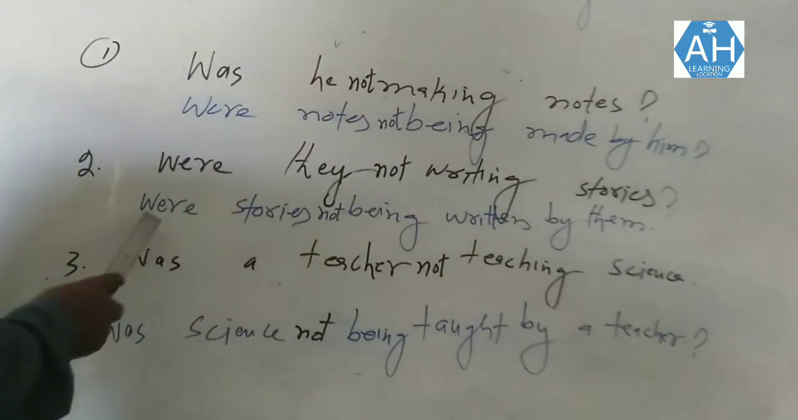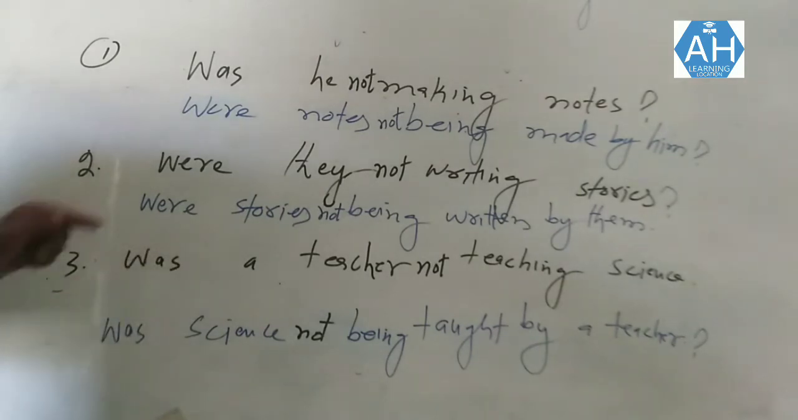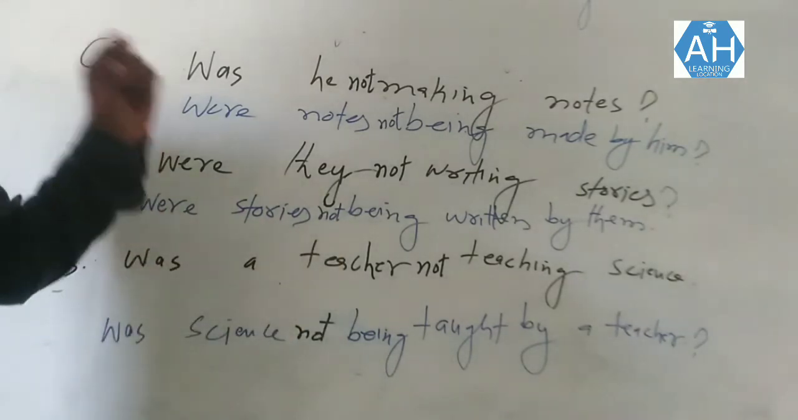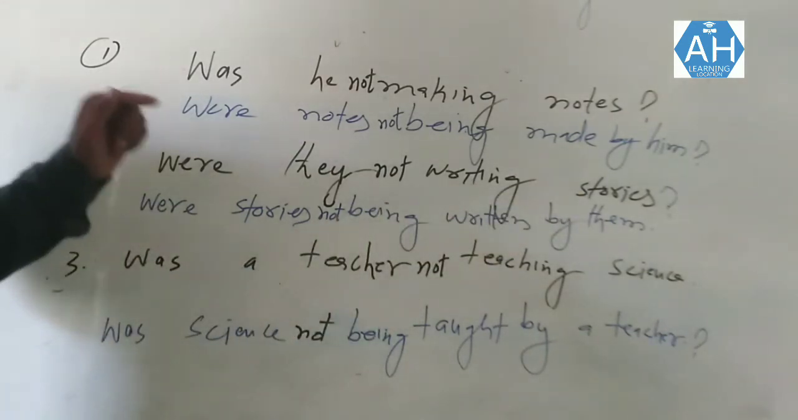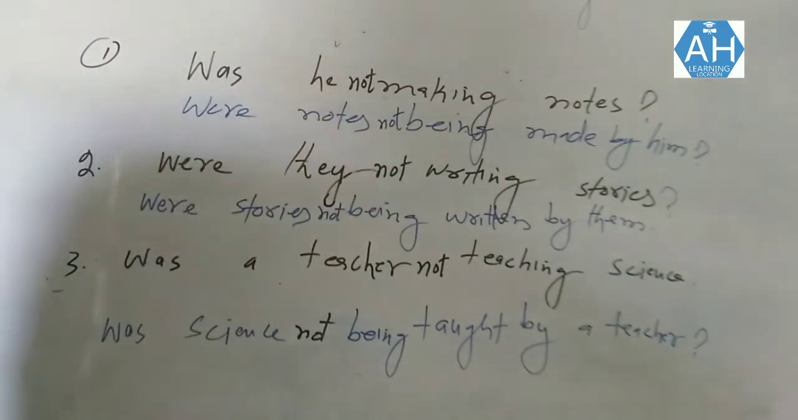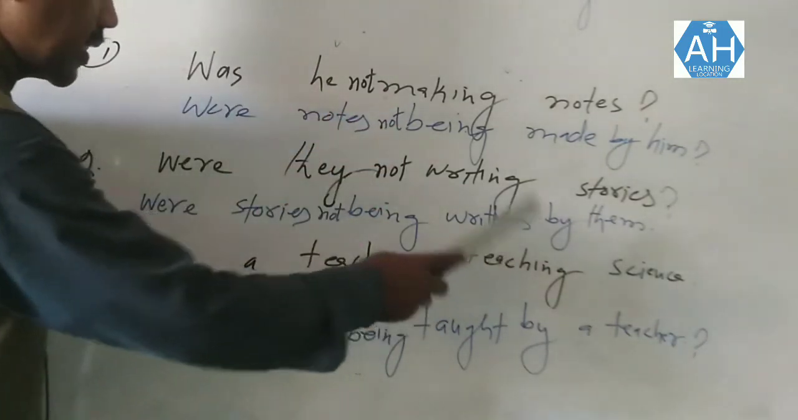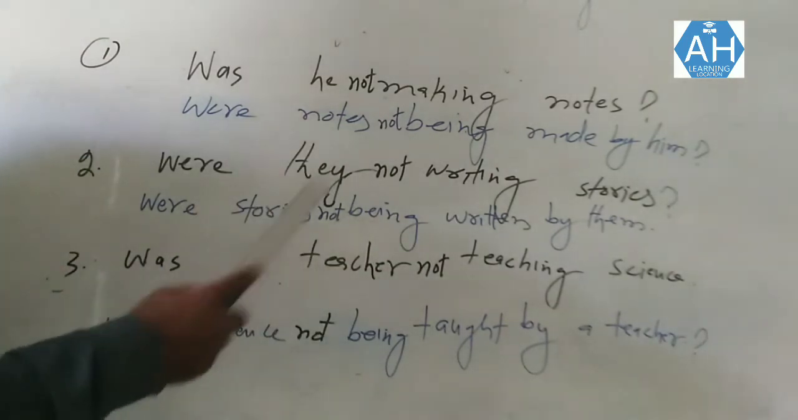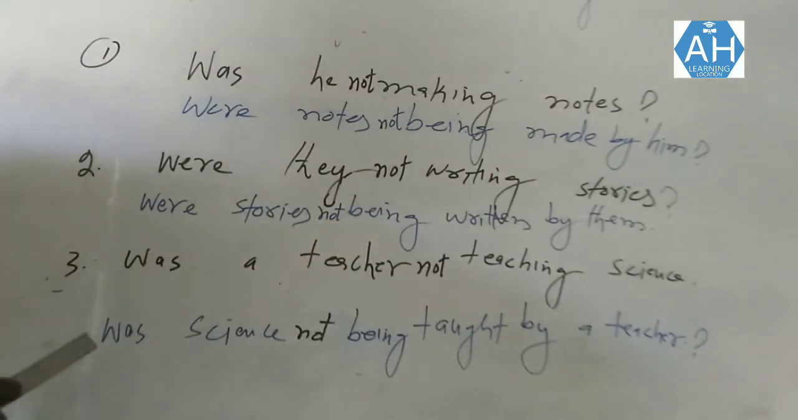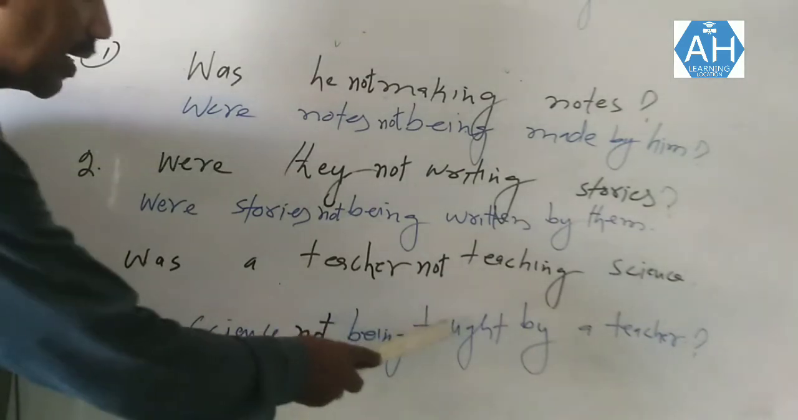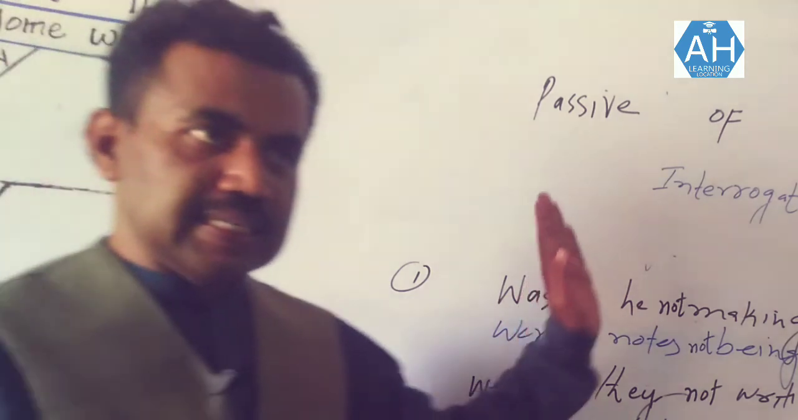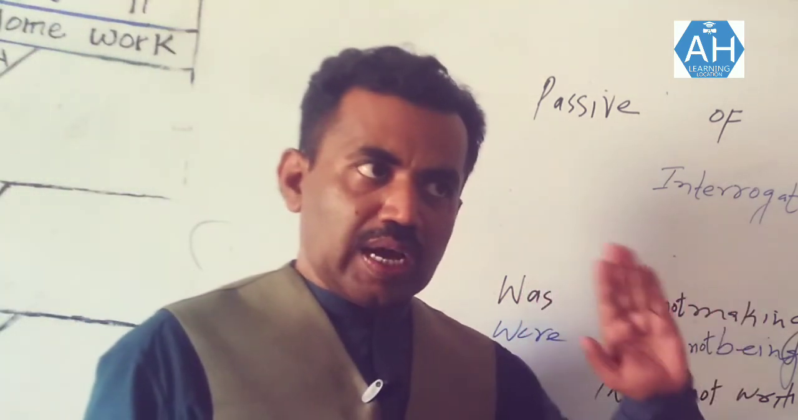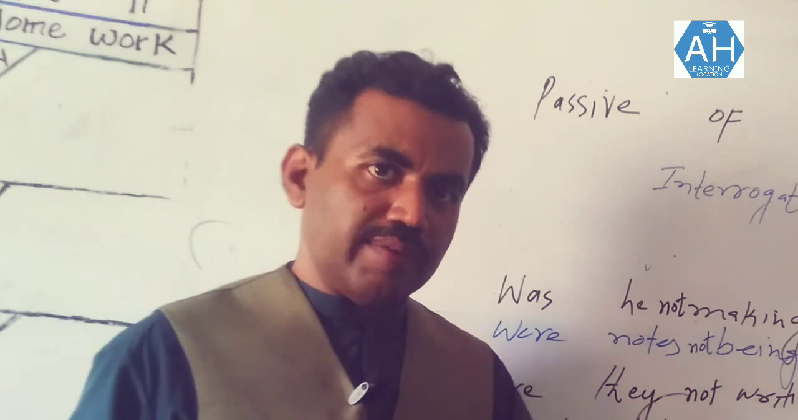Now let us change. Were is used here because this is interrogative negative. Not is a mark of interrogative negative. Were stories not being written by them? Was a teacher not teaching science? How can we change it? Was science not being taught by the teacher? Clear? Okay, these are the sentences of past continuous passive. I hope you have understood. Now you have to practice a little bit.